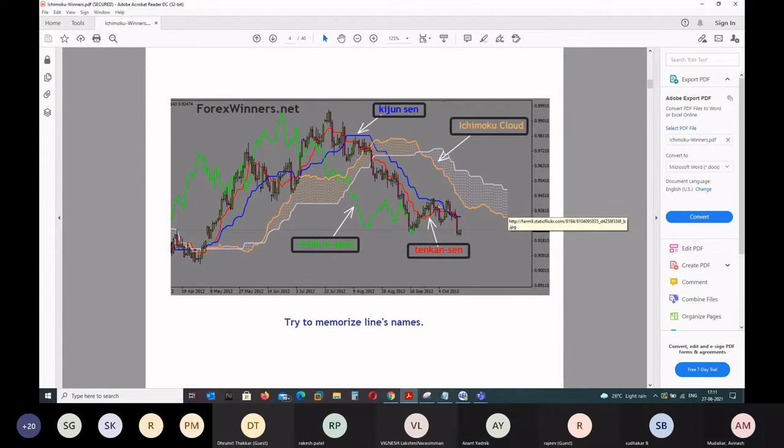This is the Japanese name, Tenkan-sen, Kijun-sen. There's a Western name as well, where they call Kijun-sen the baseline, and Tenkan-sen the conversion line. So these are two types of names: one is the native name and one is the Western name. Sometimes you'll see, instead of Kijun-sen, simply baseline, and instead of Tenkan-sen, conversion line. In our scanners we see only baseline and conversion line, so don't get confused by the names Tenkan-sen and baseline.